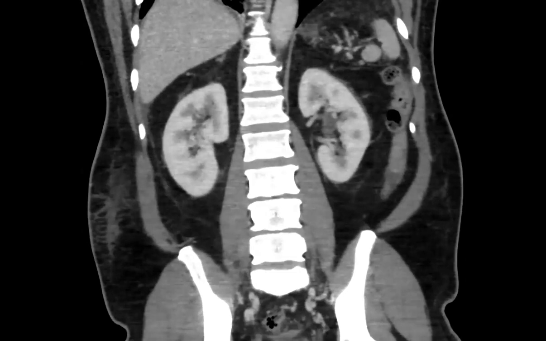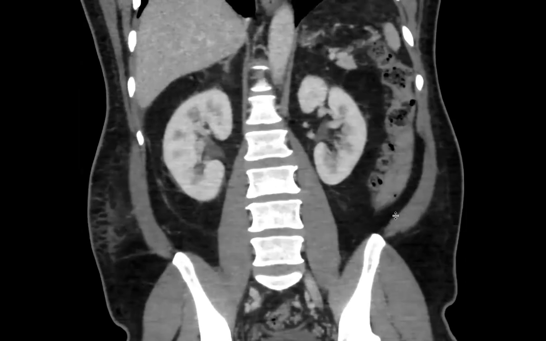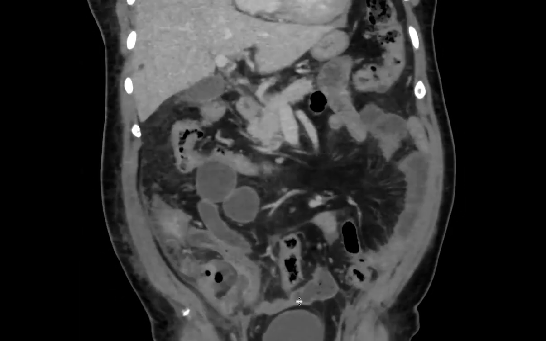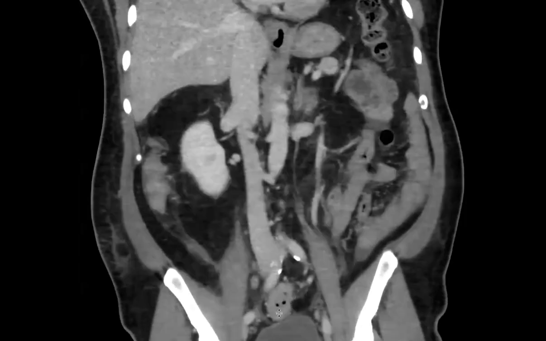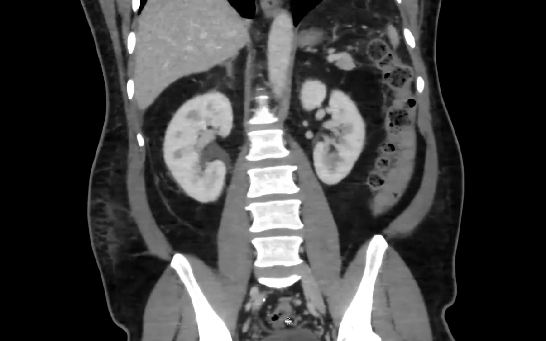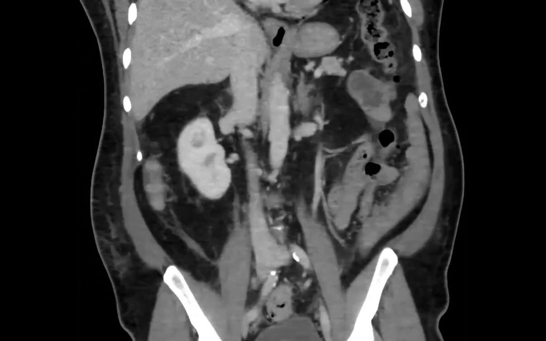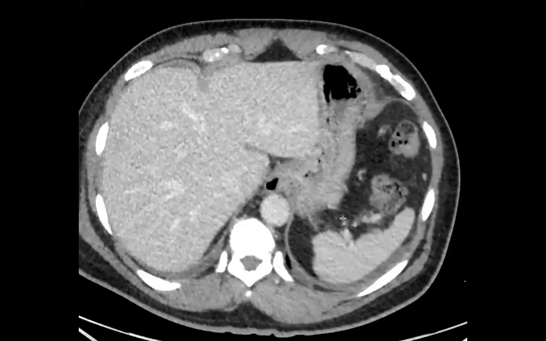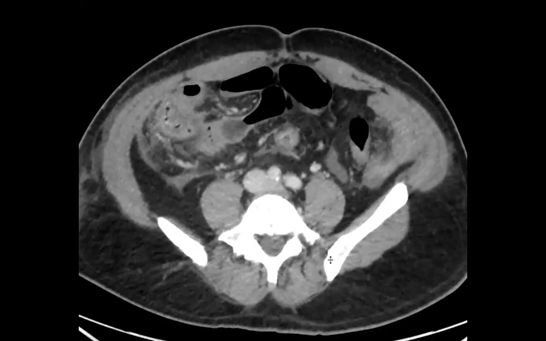Yeah, and actually in the coronal, if you go from there forward, you can see how thin the wall is, and then there it gets a little ill-defined, but it is a really great pickup, especially because you could easily have satisfaction of search here: okay, there's a bowel obstruction, there's a ruptured appendix. One point I want to make is, see how that terminal ileum is thickened, and there's the obstruction.